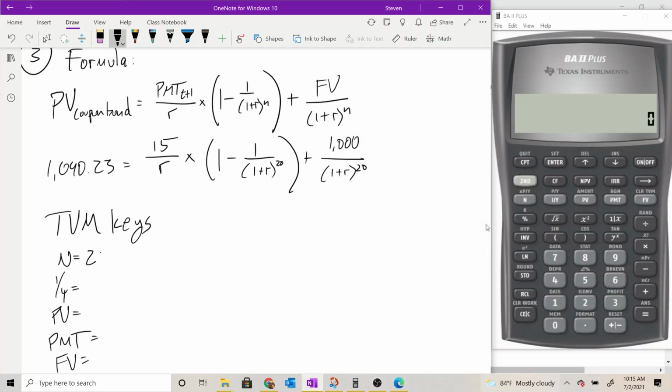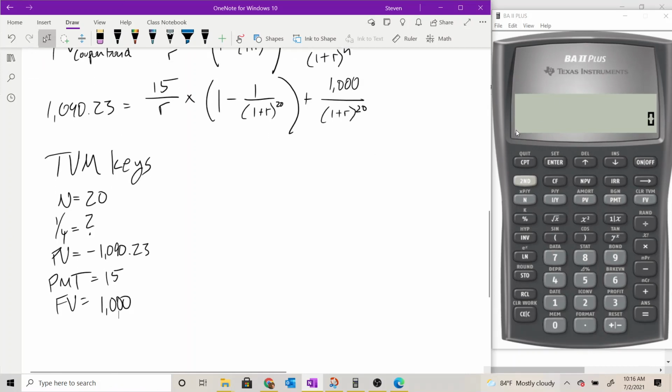All right, so n is 20, I over y is what we're looking for. In this case, we know the present value. I'm looking at it from the perspective of the investor, so I'm going to record that as a cash outflow of $1,090.23. That means the payment, the coupon payment, will be a cash inflow of $15. And then the face value will also be a cash inflow of $1,000. And we're just going to find the rate that makes that true.